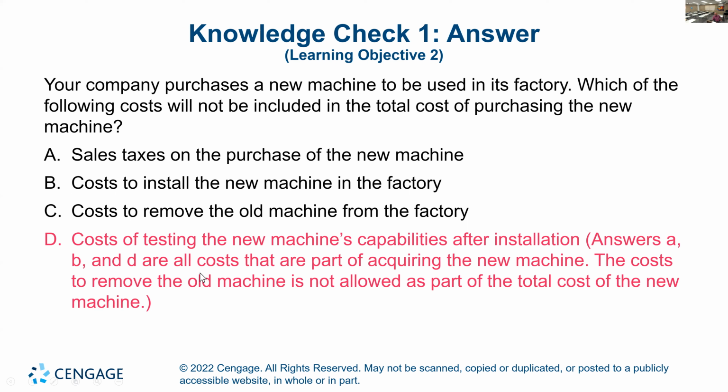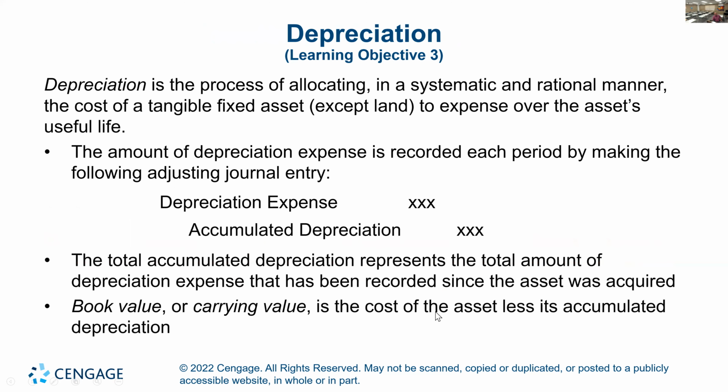I don't know why it said D. I should have highlighted C here because even the explanation says A, B, and D are all costs of acquiring the new machine. The cost to remove the old machine is not allowed as part of the total cost of the new machine. So it's asking which one will not be included in the total cost of purchasing. So C should really be highlighted here. It's an error in the slides, but even the explanation lets you know that the answer is C.